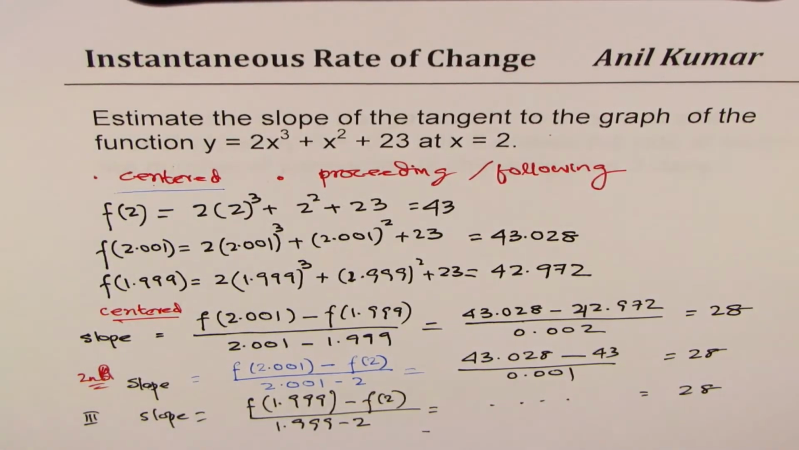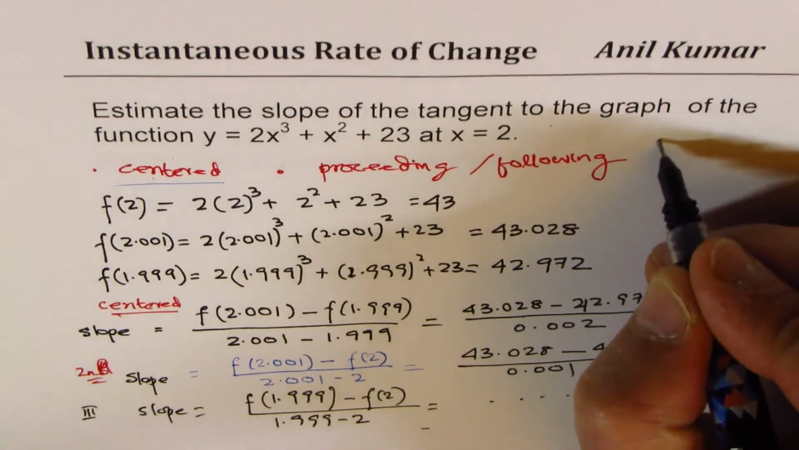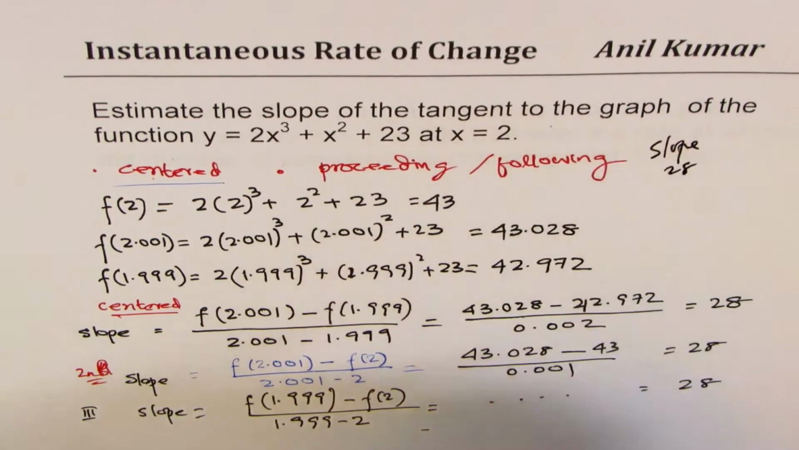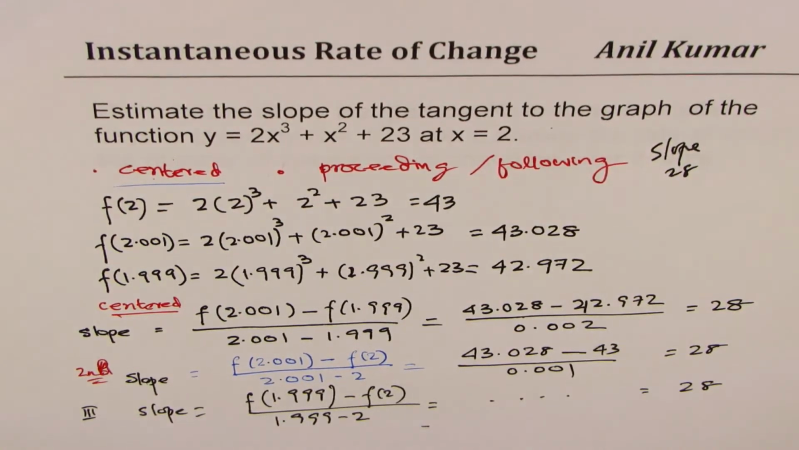So what I'm trying to show you here is that any method you apply, you get almost the same answer, right? So anyway, the slope here is 28, as we have seen. Now in the other examples, we'll not do 3 methods. We'll just do 1 method, and quickly find the solution.